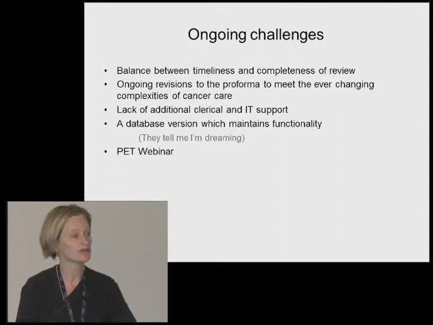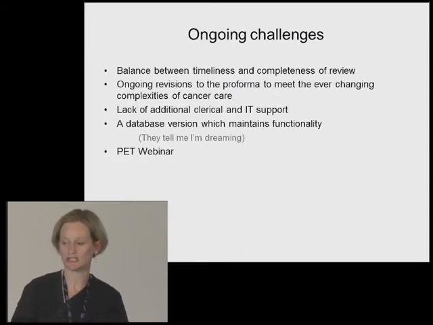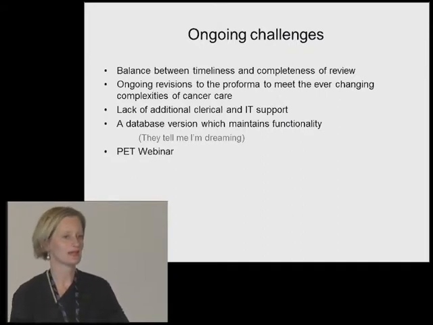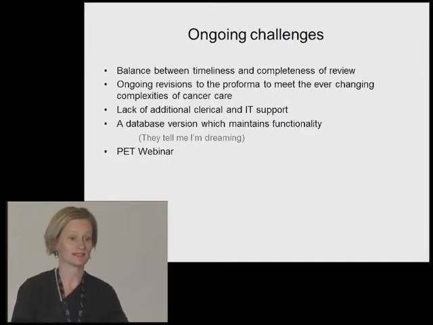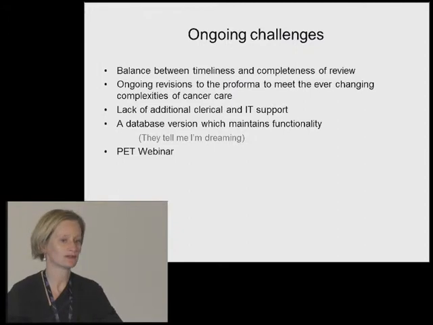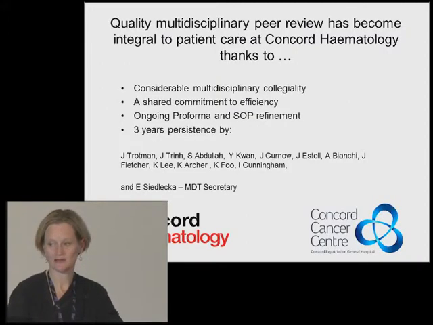Ongoing revisions to the Proforma are actually not challenging, but certainly required to meet the ever-changing nature of cancer care. We never got any additional clerical support, so our poor secretarial staff feel a bit burdened by this. I'd love to have a database version which maintained functionality, but I just don't think that's possible. And we're very keen on getting a PET webinar, but a little bit trepidatious about that also, because that will certainly also slow down the conduct of the meeting.